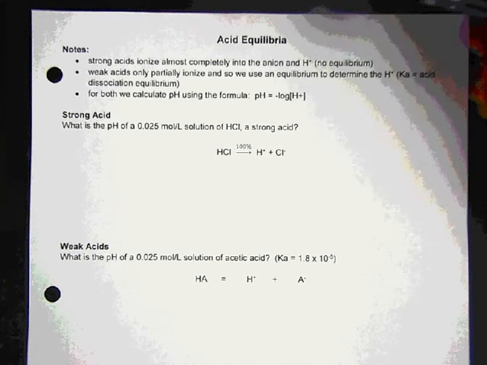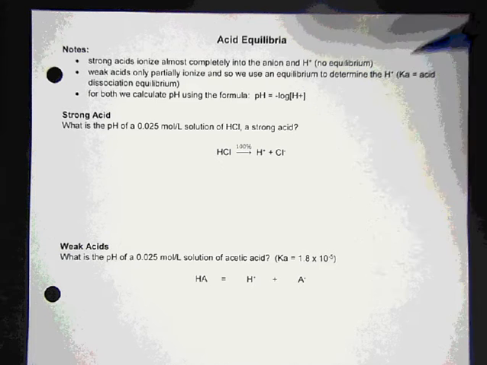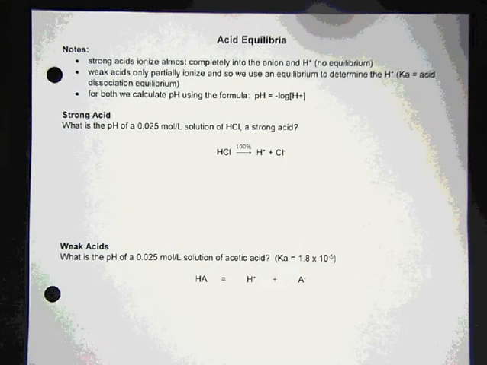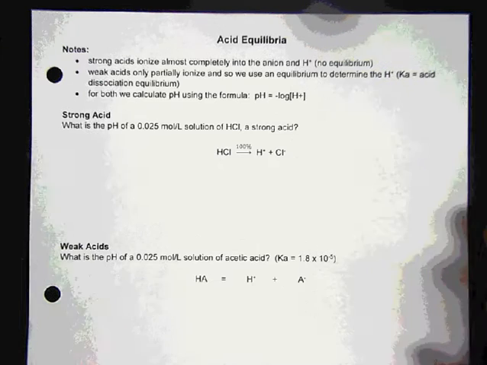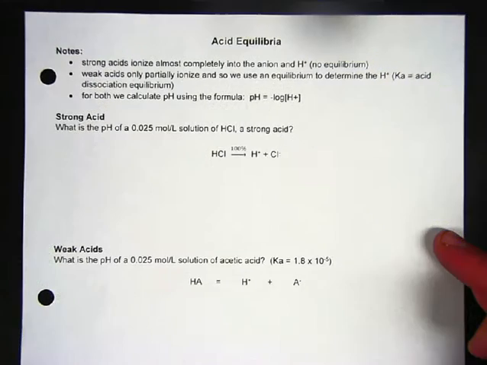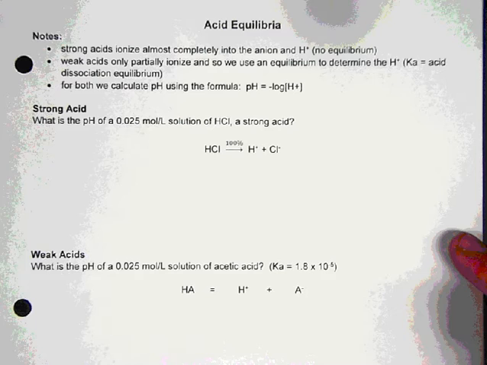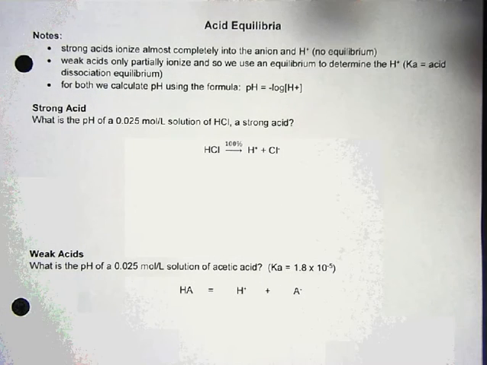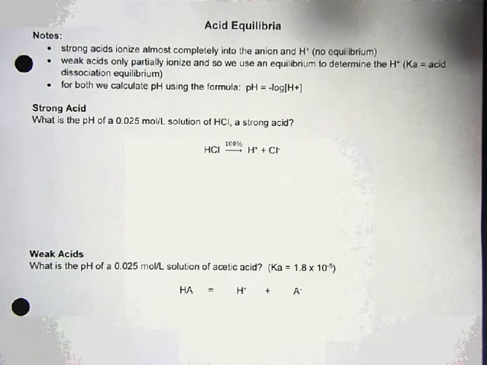Okay, and it's the H plus that's present in the solution that makes it act like an acid. So we have to use an equilibrium to determine what the H plus concentration is, and therefore figure out what the pH is. In both cases, what we're going to use is the pH formula, which is the negative log of the H plus concentration. Okay, so consider these two examples here.